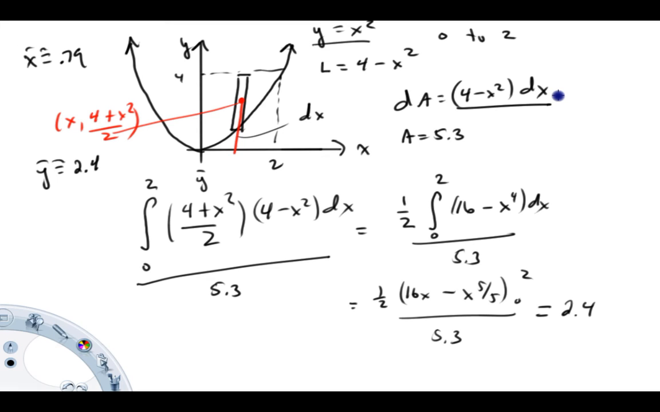Then to get x bar, you just integrate x times the area from 0 to 2, divide out the total area. To get y bar, you integrate the y coordinate of the centroid of the rectangle times the area, divide out the total area. And again, the one that tends to throw people for a loop a little bit is the y coordinate of the centroid.